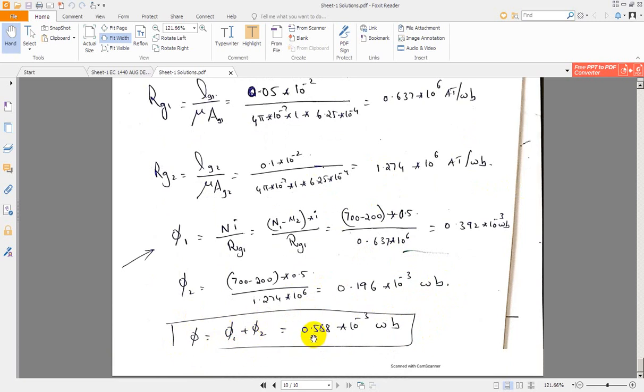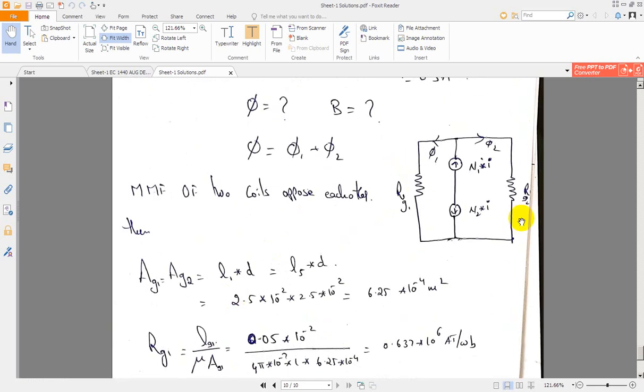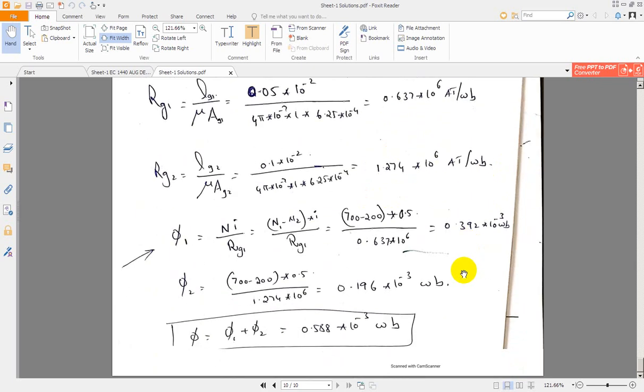How about the flux density? The next parameter: we have calculated the total flux and also the individual fluxes. Now we need to calculate the flux density in the air gap 1 and the flux density in the air gap 2. So, flux per unit area. We know the area and we know the flux in each path. This flux divided by the area will give the value of the flux density in each path. You need to calculate that and let me know the values by course messages. Solve it and send it.